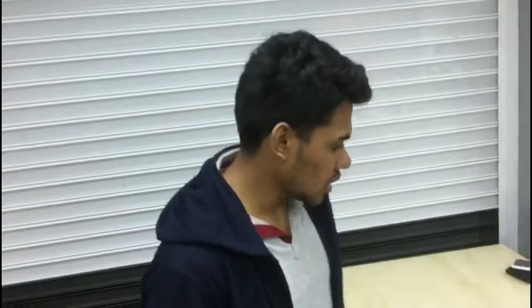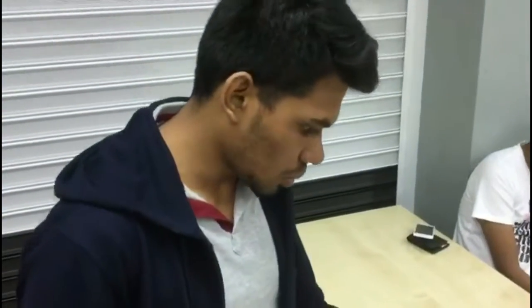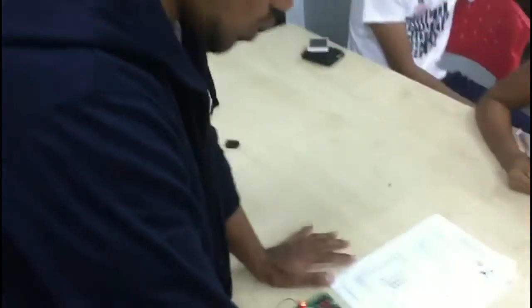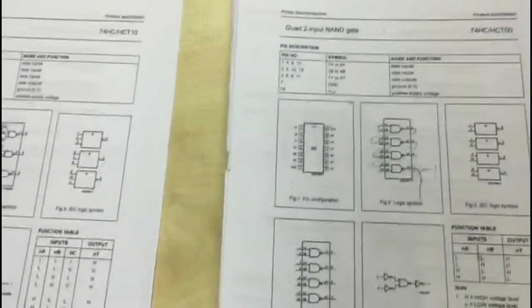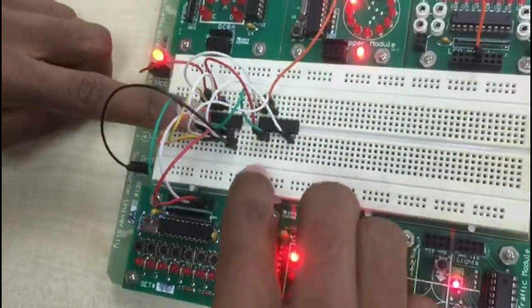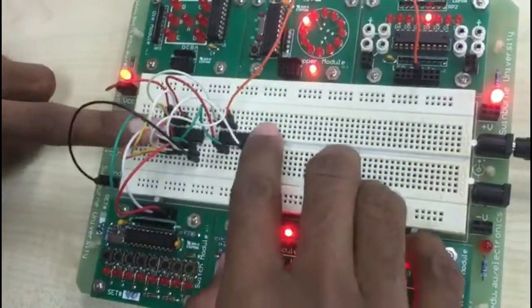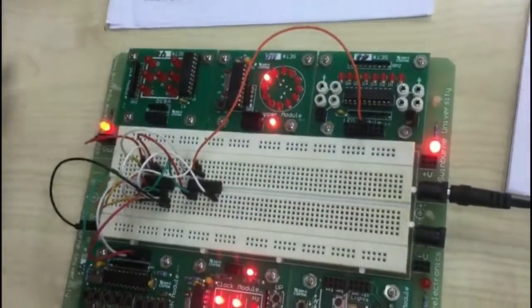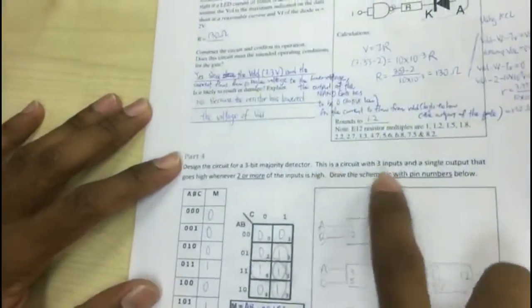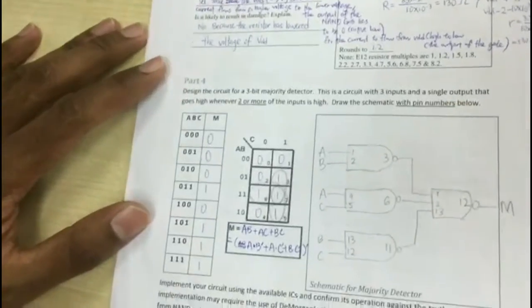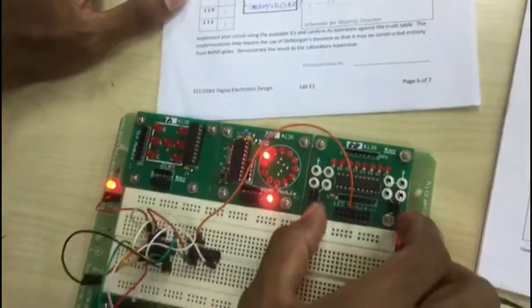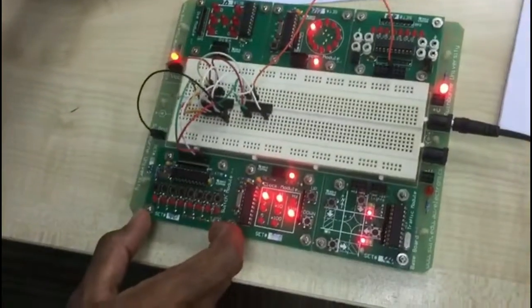Okay, now I'm going to explain part 4 of our lab 1. For part 4, we have used 2 gates. One is a triple input NAND gate and a quad 2 input NAND gate. So this is the 2 input NAND gate, and this is a triple input NAND gate. According to part 4, this circuit has 3 inputs, which are A, B and C, and a single output which is connected to an LED module, and the inputs are connected to a switch module over here.